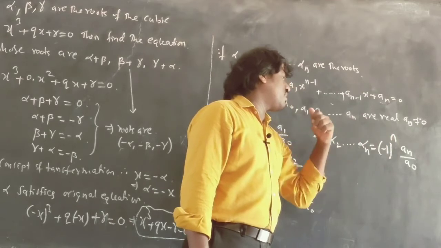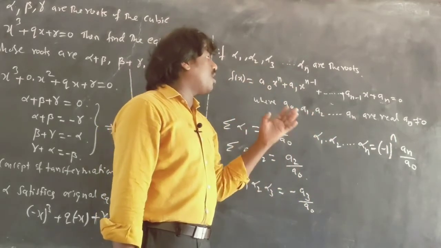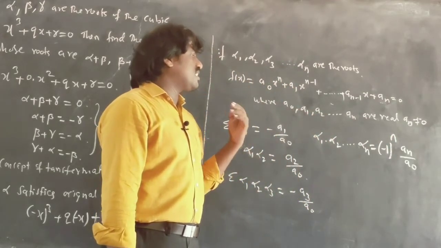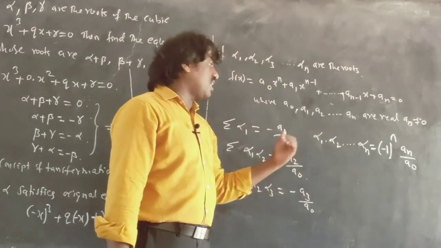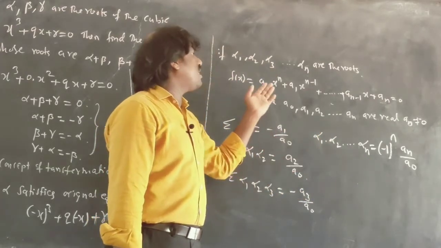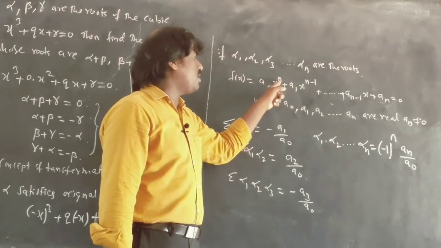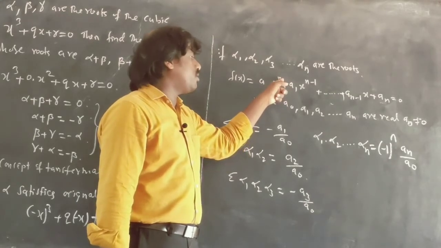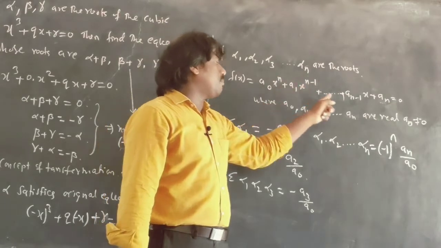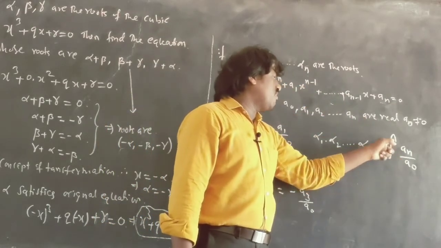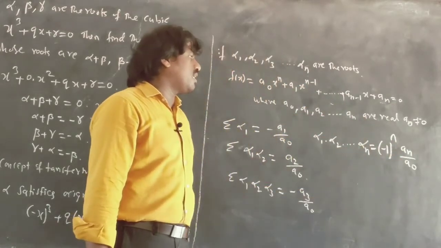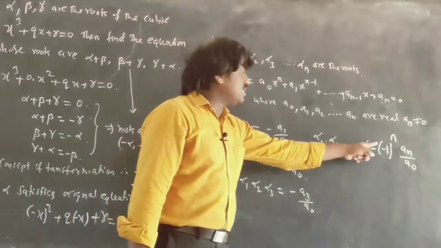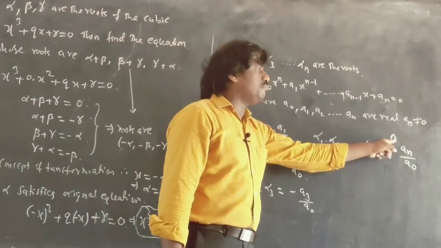Why minus 1 power n? Is n odd or even? It depends. If it is even, you get a positive. If it is odd, you will get a negative. Is that an odd degree polynomial or an even degree polynomial? If it is an even degree polynomial, you will get positive. If it is an odd degree polynomial, you will get negative. Here n indicates the degree of the polynomial.